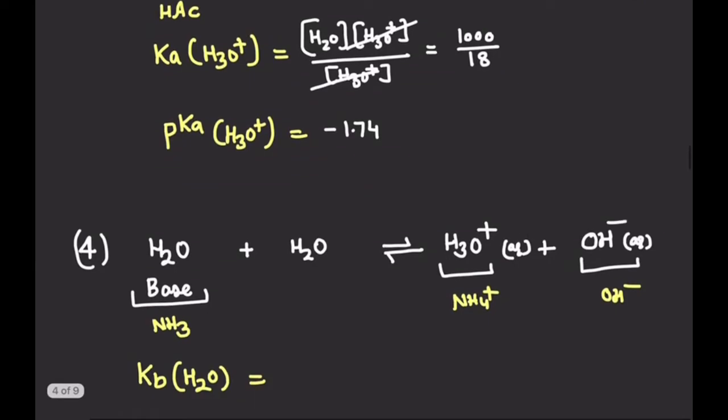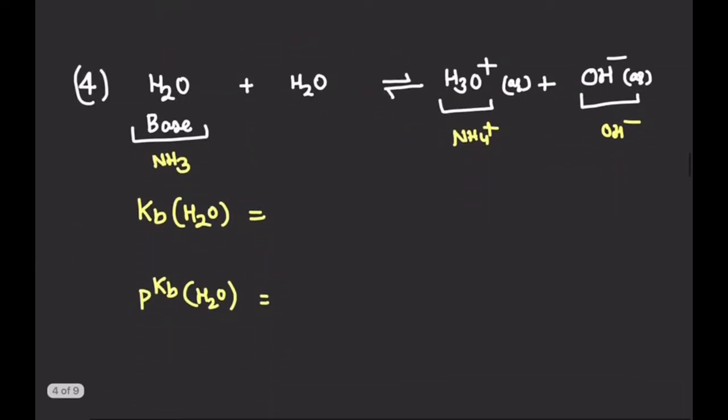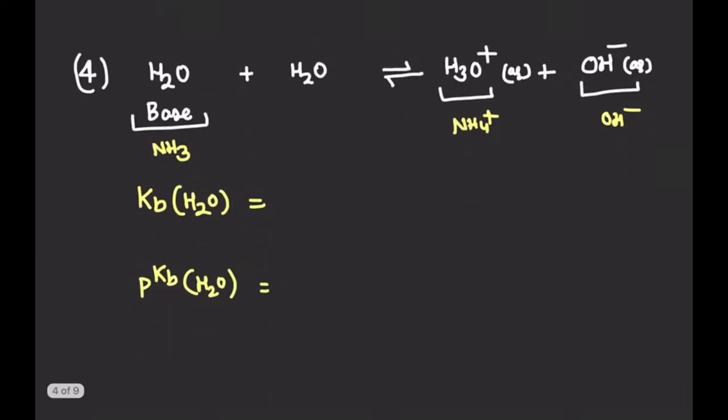Same way, if H3O+ is an acid, its conjugate base is water. So when water is behaving like a base, it will accept H+ from another water molecule to form H3O+ ion and OH- ion. So Kb for water can be written as the concentration of H3O+ ion times the concentration of OH- ion, upon the concentration of water.